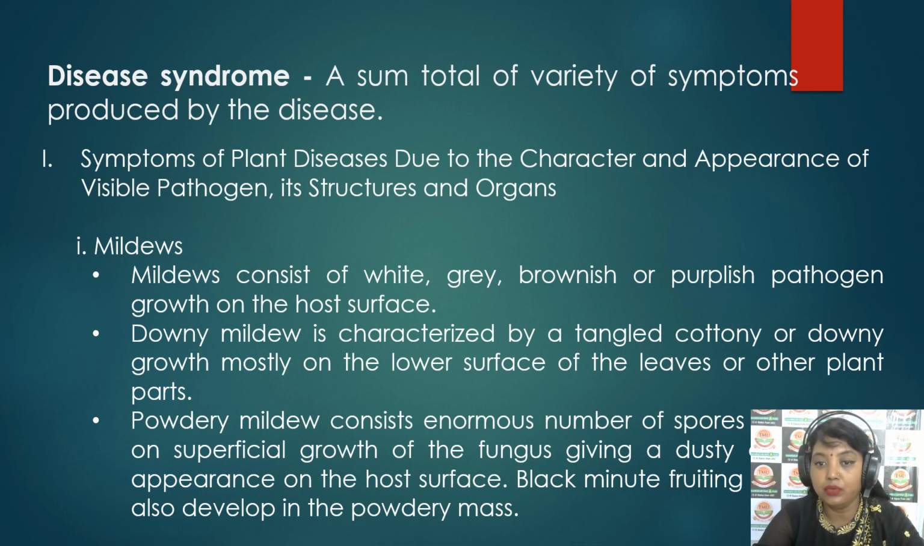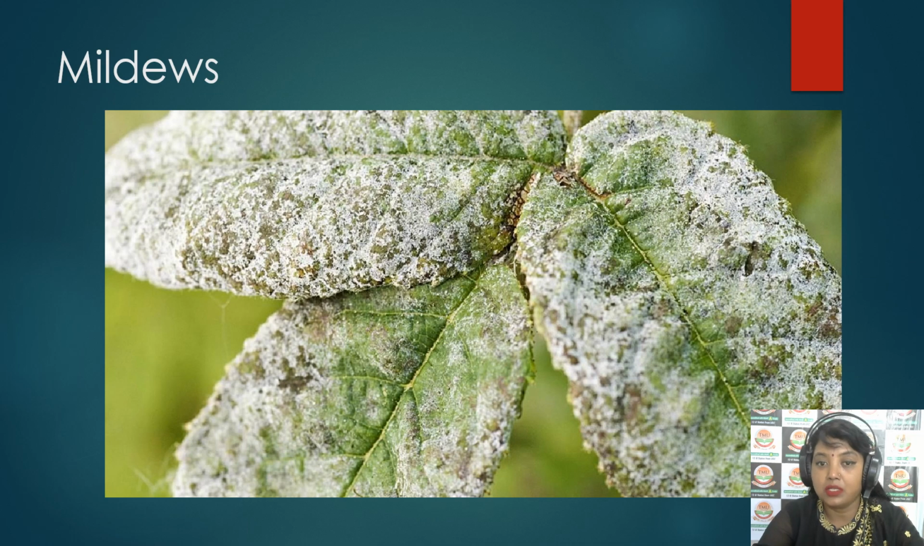One is downy mildew, which can be seen as whitish, grey, brownish or purplish pathogen growth on the host surface, mostly on the lower surface of the leaves. And powdery mildew is an enormous number of spores on the superficial growth of the fungus, giving it a dusty appearance on the host surface. So this is the image of the mildew. This is powdery mildew. We can see the enormous number of spores in the form of dust, and as it is superficial, it is seen as a powdery form.